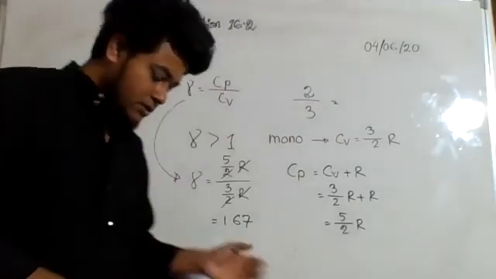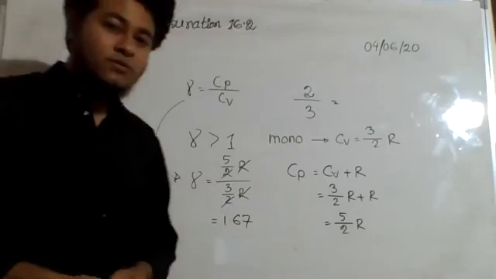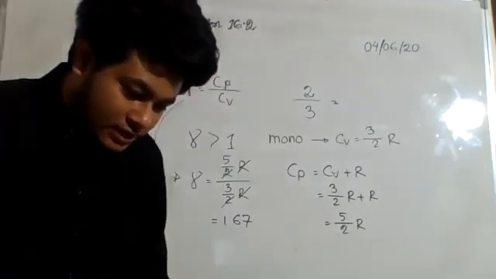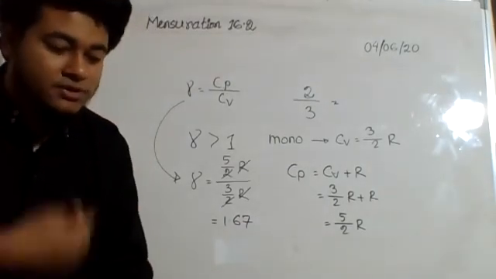So, I hope this is clear. We will continue it from here in the next day. Kindly go through the rest of the calculation so that I can start from PV^gamma equal to constant, the topic on the next page.